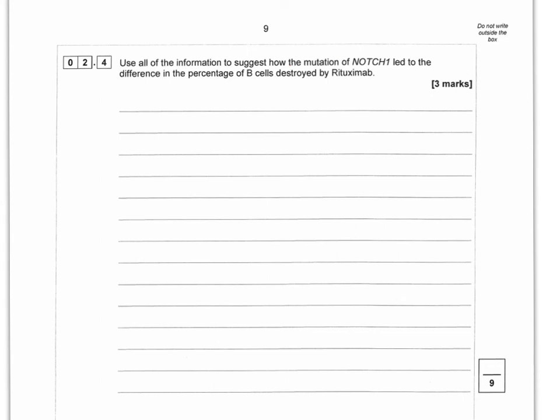Another common thing that people didn't say is you need to say that it's CD20 that is being affected. So you can't just say a transcription factor can't bind to the promoter of what. You've got to say to the promoter of the CD20 gene. So be specific.